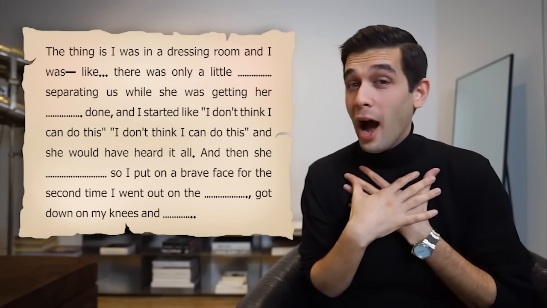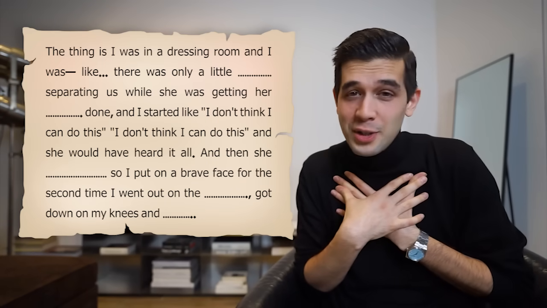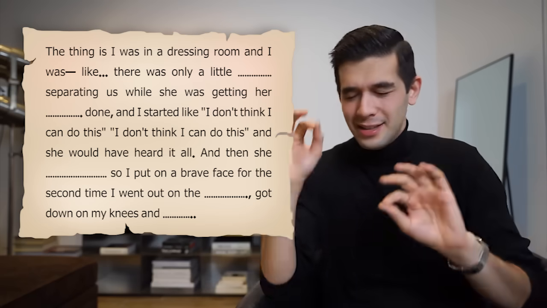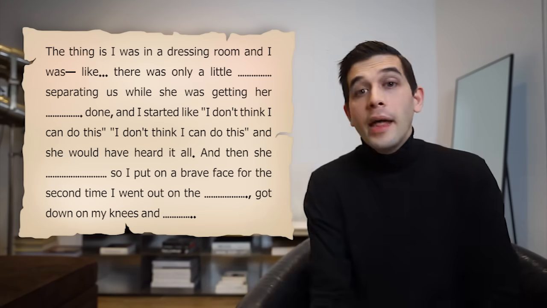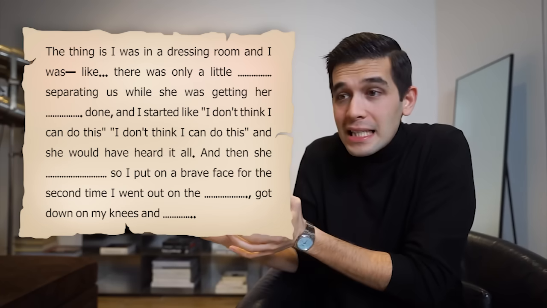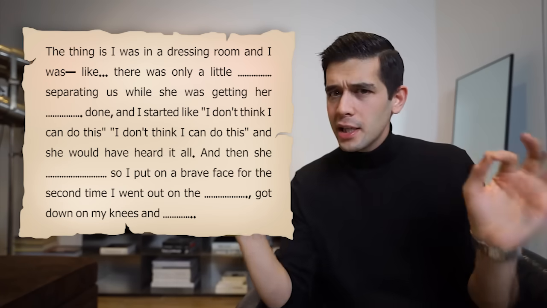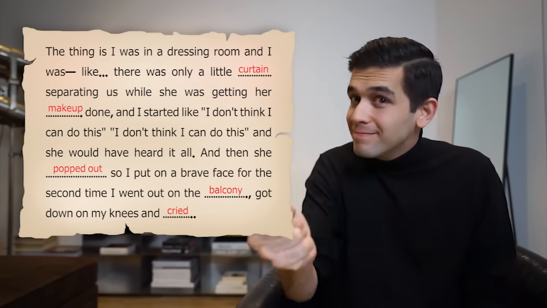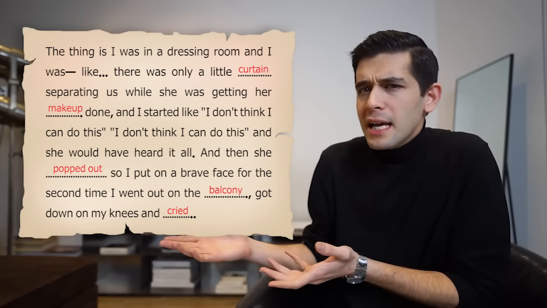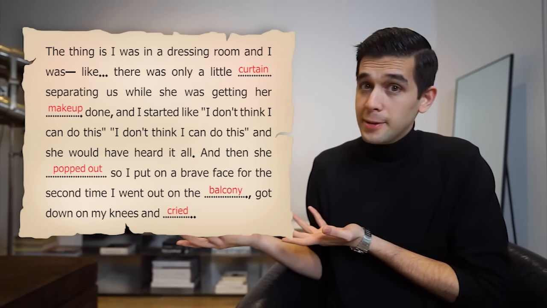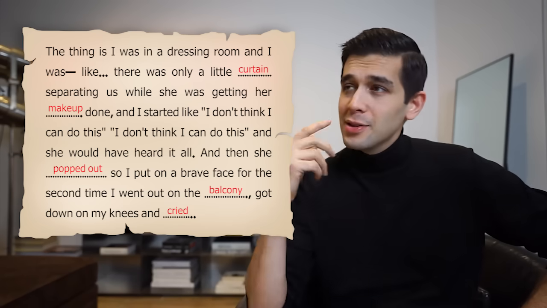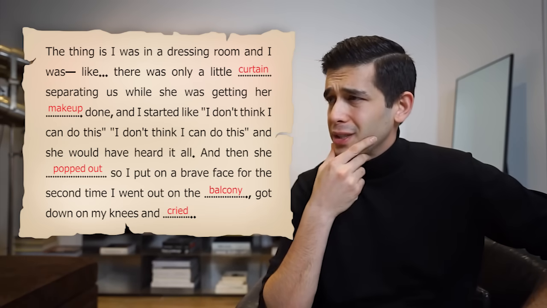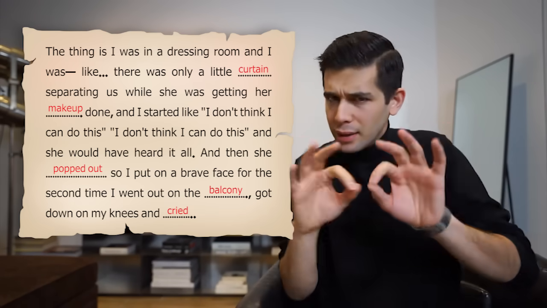How was it? I tell you what, I struggle with this. I cannot understand what she's saying without subtitles. That's really difficult to understand. And not just because she speaks really fast, but because the accent is so particular. But here's what she said. 3, 2, 1. Curtain, makeup, popped out, balcony, cried. Very easy now, but when you listen to her, it's so difficult to understand. Let's listen again with the subtitles.